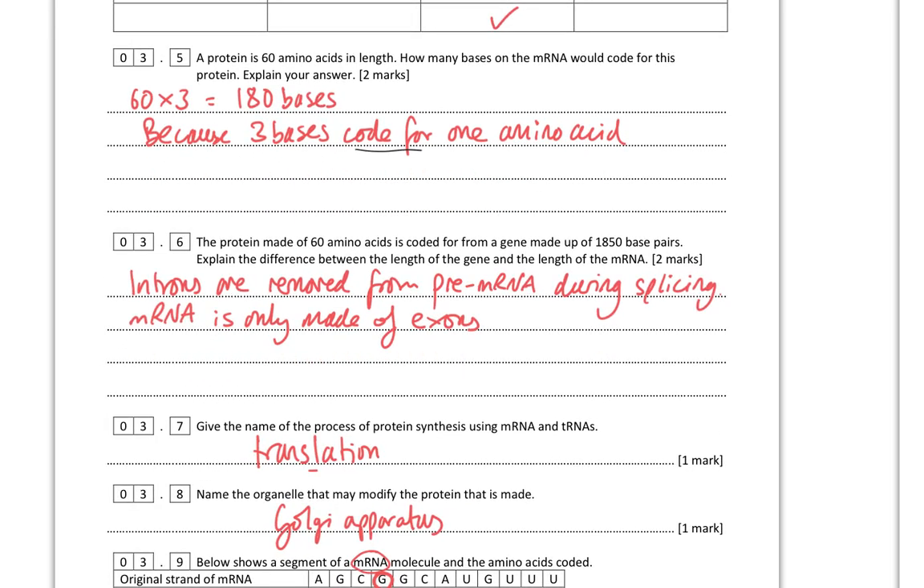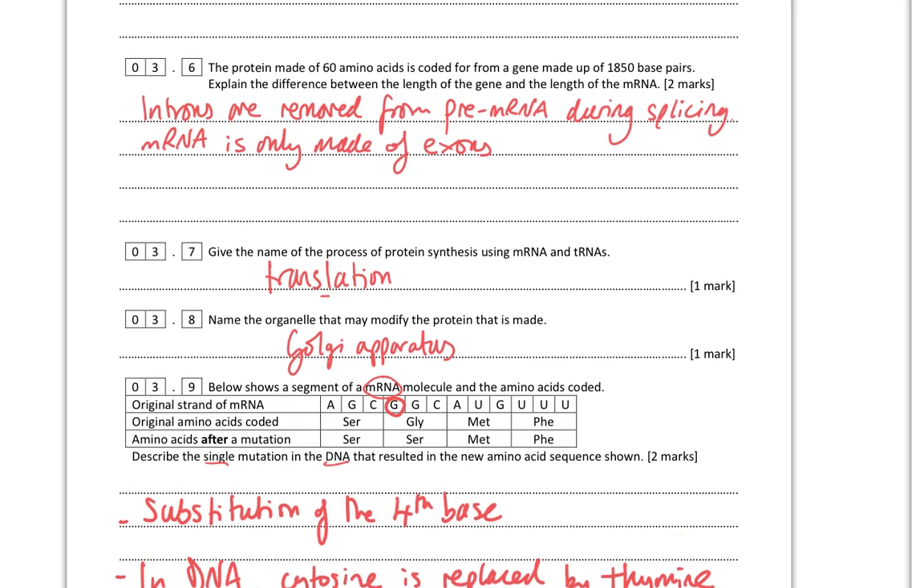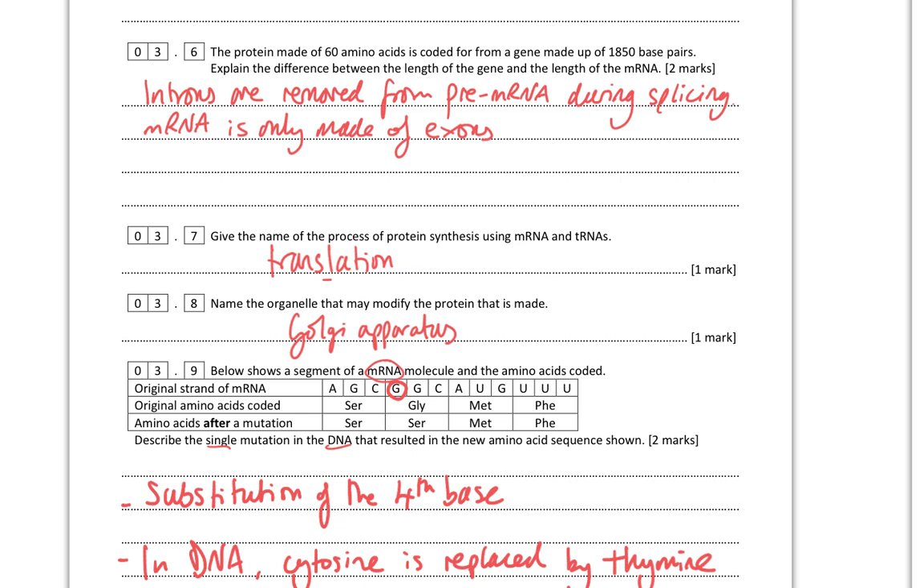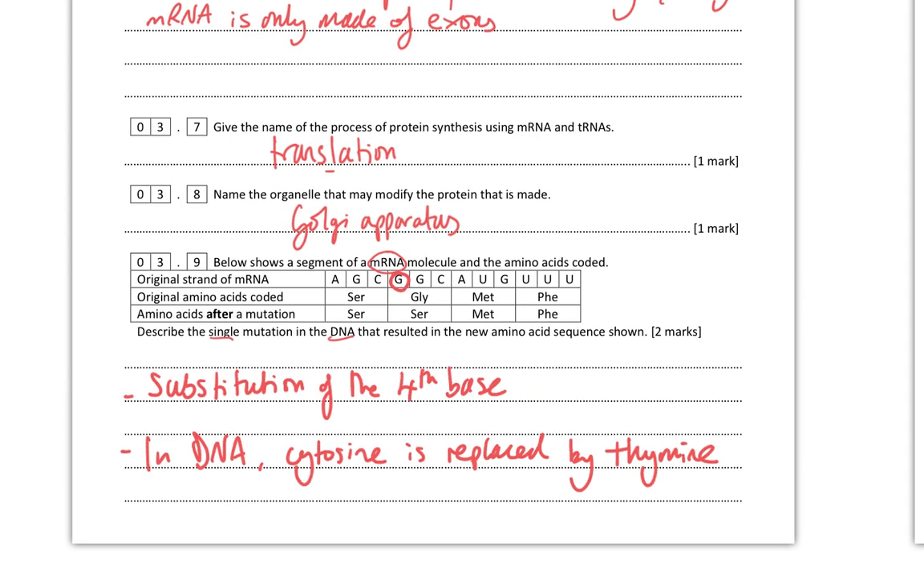So introns are removed from pre-mRNA during splicing, and mRNA is only made of exons. Again, I'm saying two things. I'm not quite sure what's exactly on the mark scheme, so I'm mentioning introns and exons in case it wants me to refer to both. I'm mentioning pre-mRNA and mRNA in case they're on there, and I'm naming the process of splicing. 3.7, just don't write transcription, it's translation. So protein synthesis, Golgi apparatus, not Golgi, full stop.